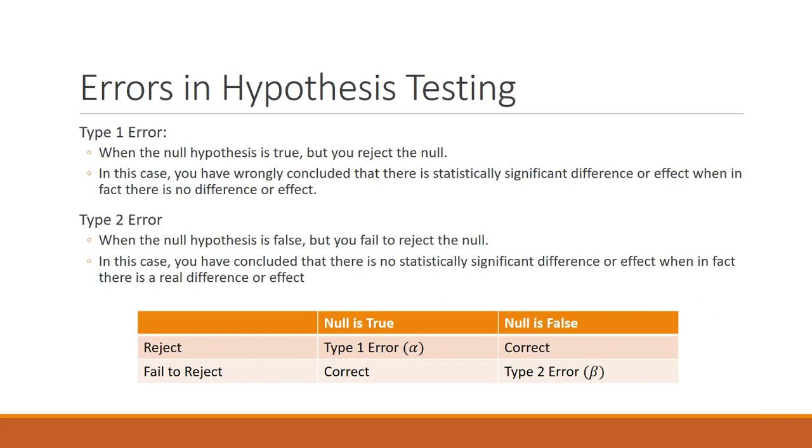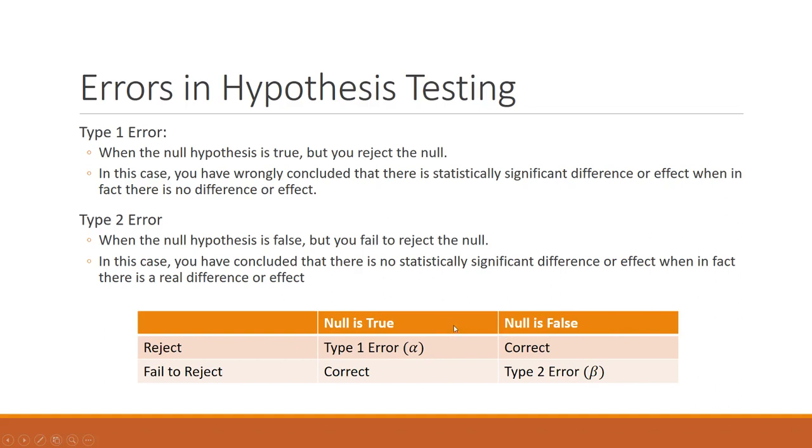Now, a nice way to see this is if we lay it out in the form of a table. So let's take a look at this table. There's two possibilities: the null is true or the null is false. In reality, either the null is true or the null is false. Using our example, either fertilizer has an impact or it does not. They both can't be true. They both can't be false. They're mutually exclusive.